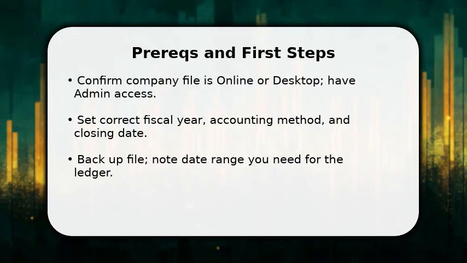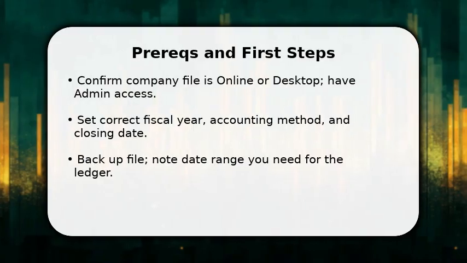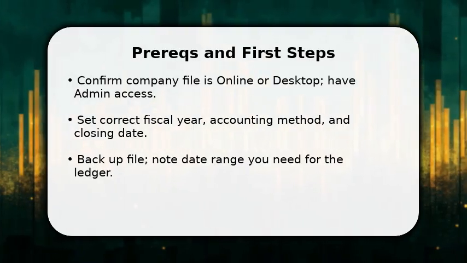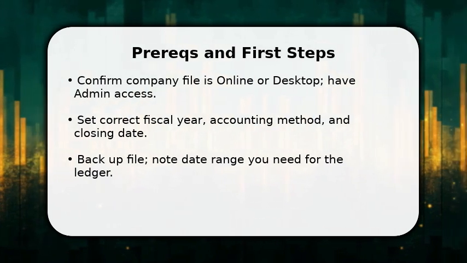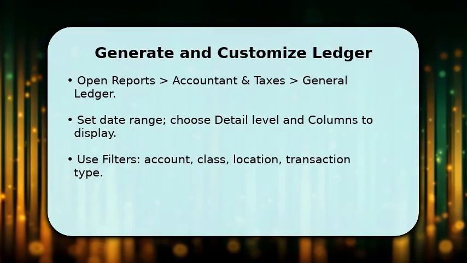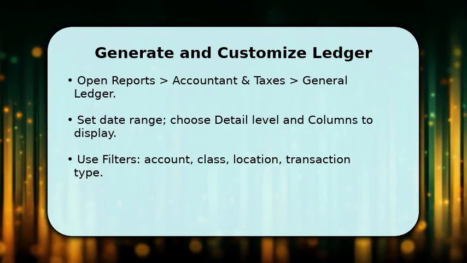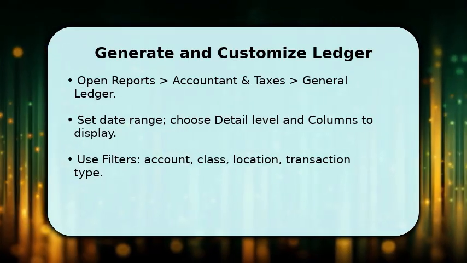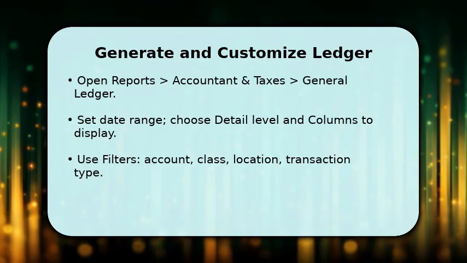Next, choose the exact date range you need, month, quarter, or year, so the generation step pulls the correct transactions without accidental omissions. You now open Reports, then Accountant and Taxes, and select General Ledger. Once there, set the date range and choose the detail level, summary or transaction, so you see the depth you need. Make sure to customize columns to include memo, splits, and reference numbers if required.